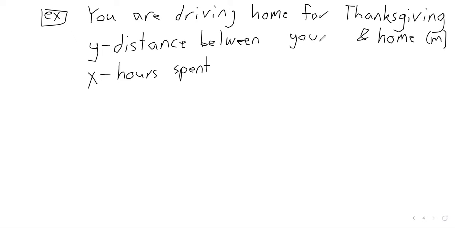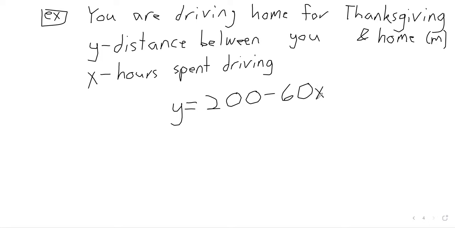It doesn't make sense for y to be the distance between the college and your home, because that's just what it is. It's like 300 miles or whatever. It's never going to change. I want y to be the distance between you and your home. So as you get closer to your home, y is going to decrease. And let's set x to be the hours spent driving. And maybe we have a relationship between x and y like that: y is 200 minus 60x.